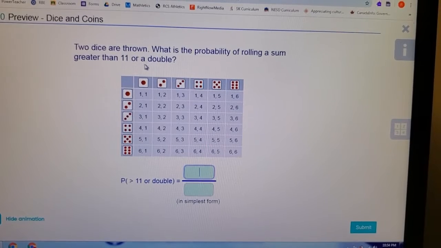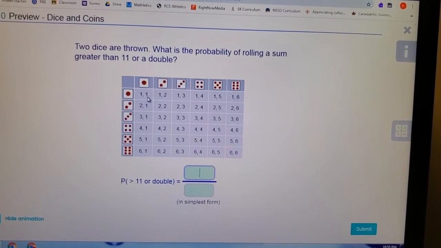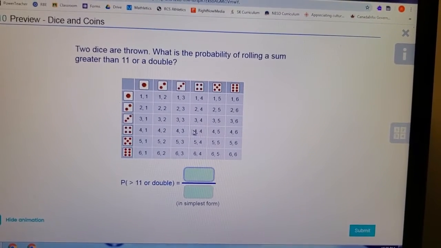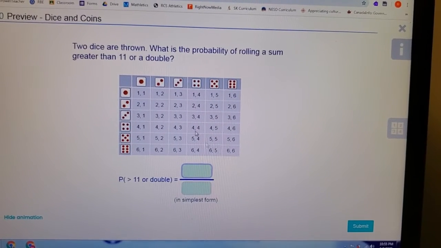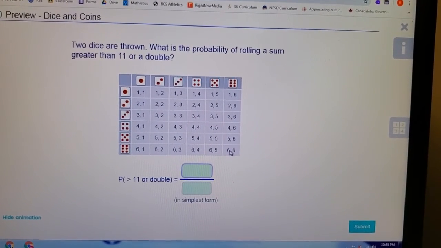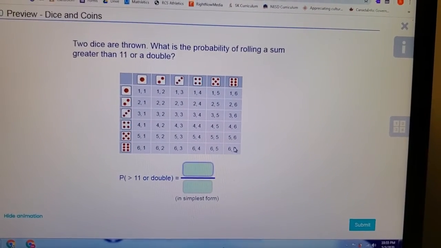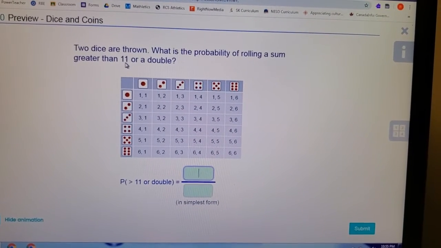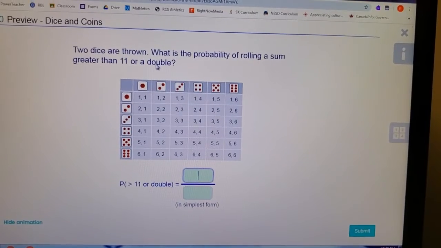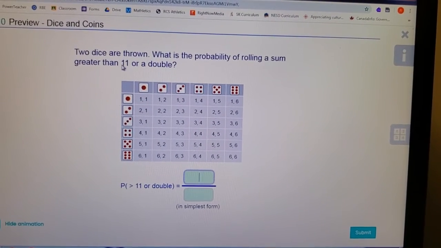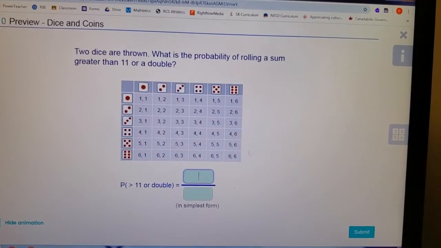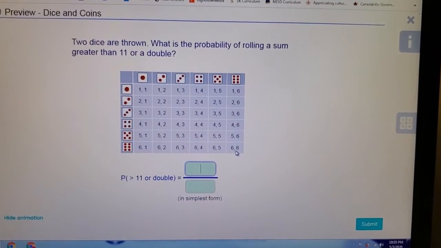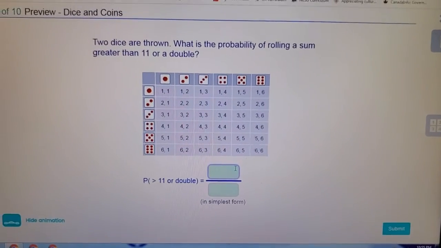And then let's count the doubles. Well, there's 1 and 1. There's 2 and 2, 3 and 3, 4 and 4, 5 and 5, and 6 and 6. So there's 6 that are doubles. However, this 6 and 6 has already been included here. So one way you could look at it is just count the doubles, and realize that the one greater than 11 has already been counted. So don't count it twice. It's just 6 of them.